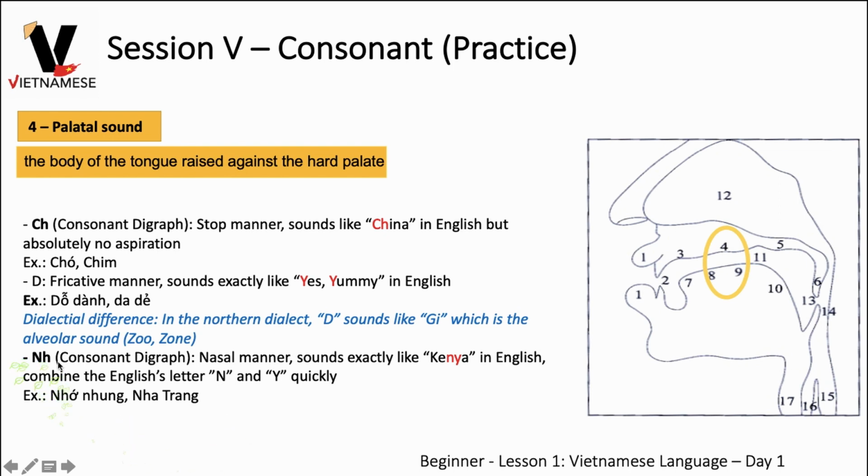When we pronounce this consonant, the air is pushed to the nasal way. It will come out from the nose. Nya, like Kenya. Okay.